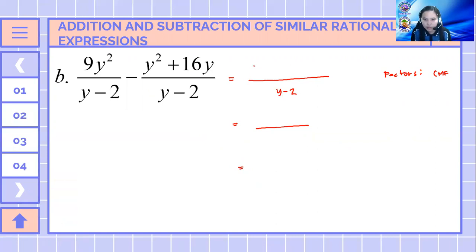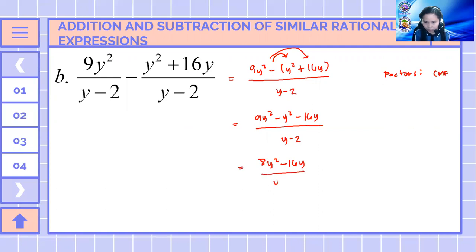So here we have 9y squared minus (y squared plus 16y). So we have to distribute first the negative sign. It will be 9y squared minus y squared minus 16y, over y minus 2. Then subtract the like terms. So we have 9y squared minus y squared, which is equal to 8y squared minus 16y over y minus 2.